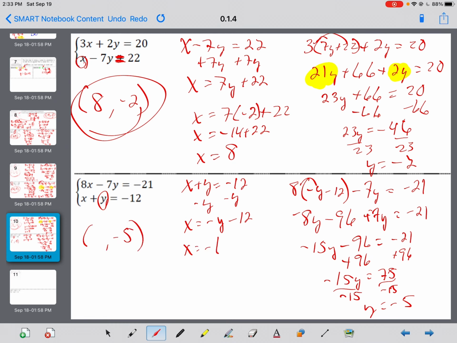I'm going to plug it in. X equals negative times something minus 12. Plug in negative 5. X equals 5 minus 12, x equals negative 7.